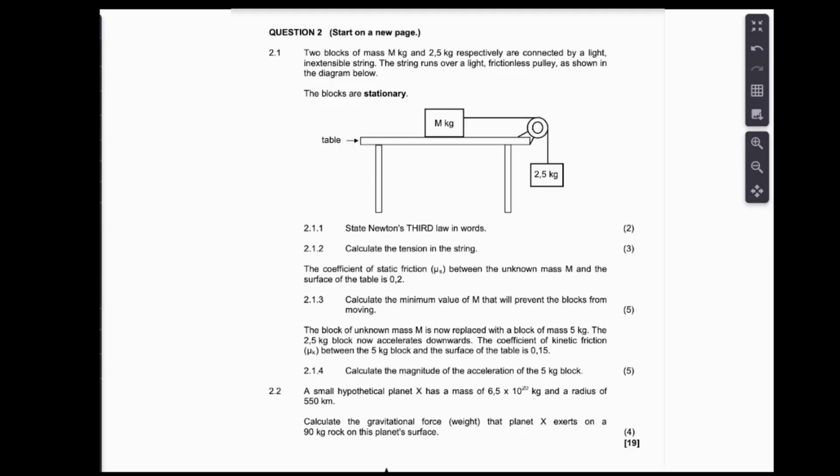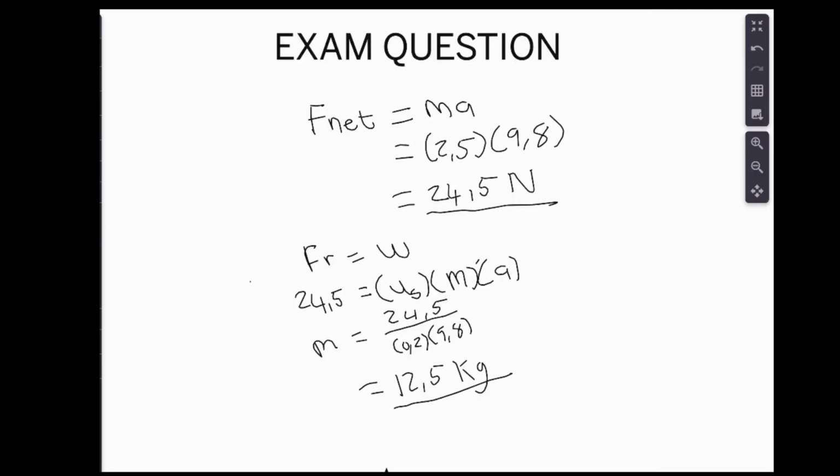Now, the block of the unknown mass M is replaced with 5 kg. The 2.5 kg block now accelerates downwards. The coefficient of kinetic friction between the 5 kg block and the surface is 0.15. Now we need to calculate the magnitude of acceleration. Okay, so I want to come here.